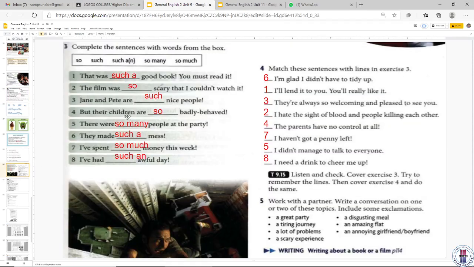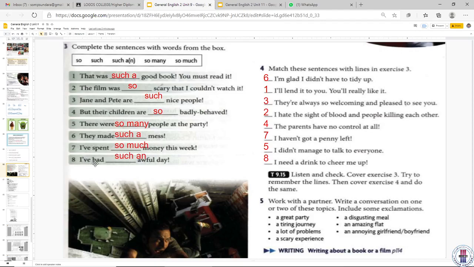Right. But their children are so badly behaved. Again, so plus an adjective. There were so many people at the party. So people is a count noun. You can count it. So that's why we say so many and not so much. Number seven, I've spent so much money this week. Money is an uncount noun. So this means you spent a lot of money. You say so much money.